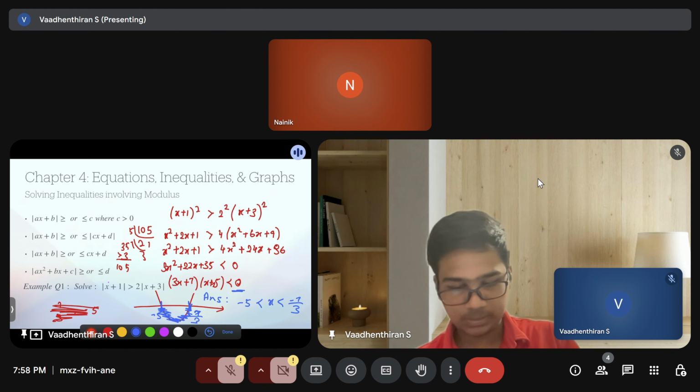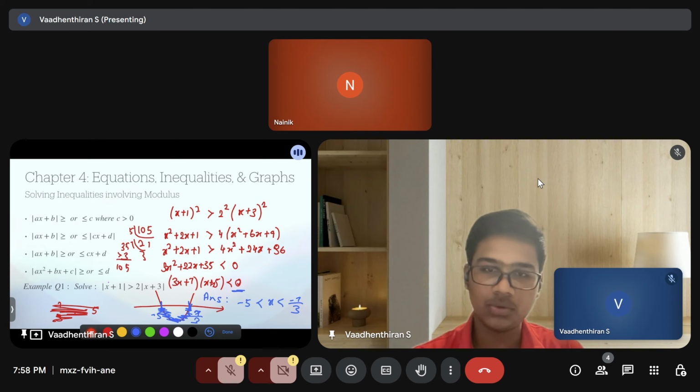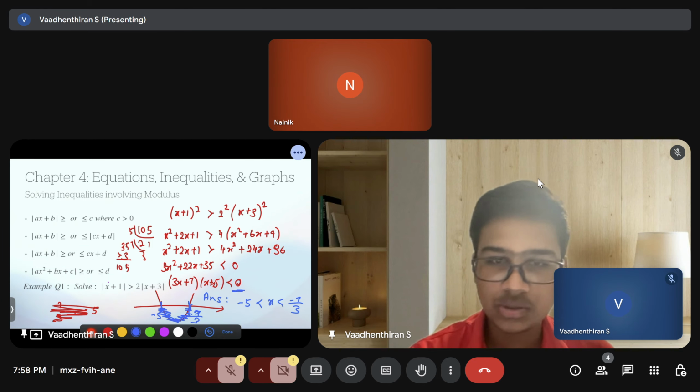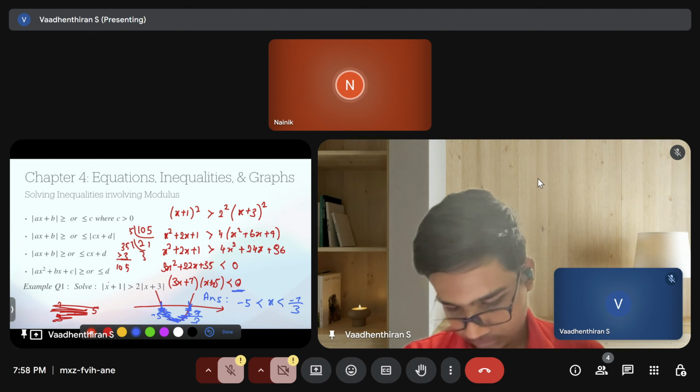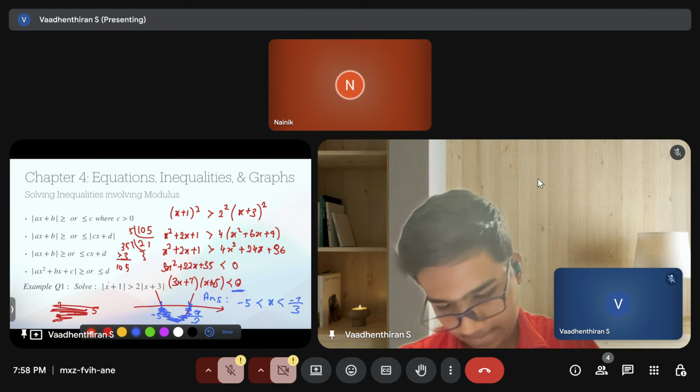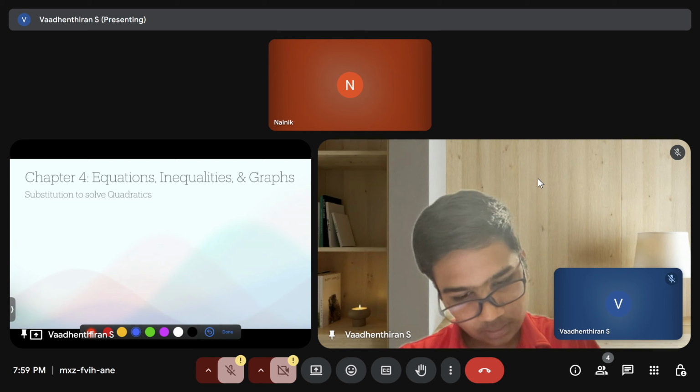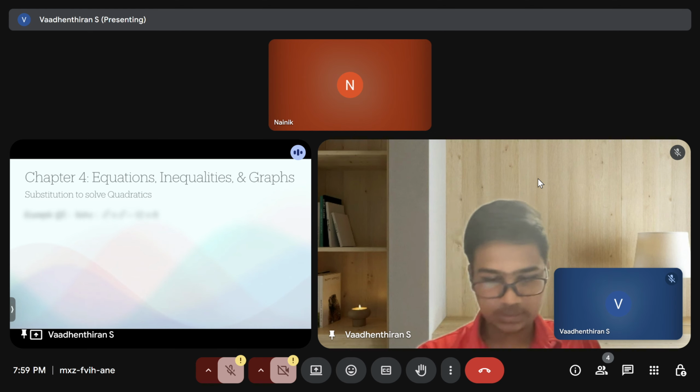So go with this graphical method so it's easier for you to visualize and solve it faster. Definitely. Okay, all right. Thank you. Now, substitution. So substitution for quadratics.